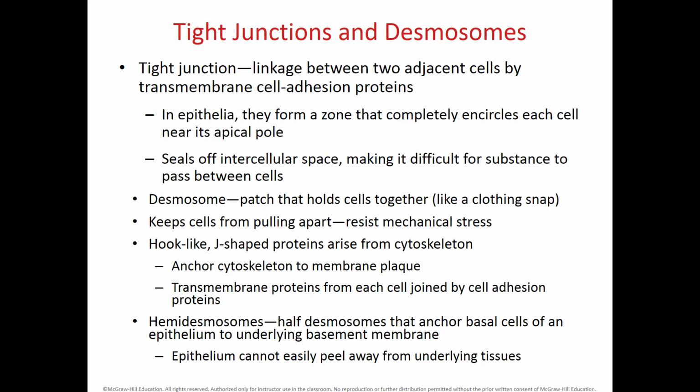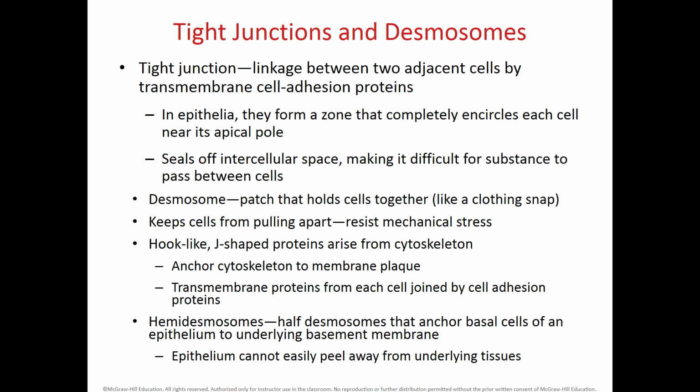So what are some of the different connections? One is called the tight junctions, which links two cells to neighboring cells by transmembrane cell adhesion molecules. In the case of epithelia, they form an area that surrounds each cell near its apical side. It helps to seal the intercellular space between cells, and it makes it difficult for substances to cross in between cells. So the substances are forced to pass only through the apical side.